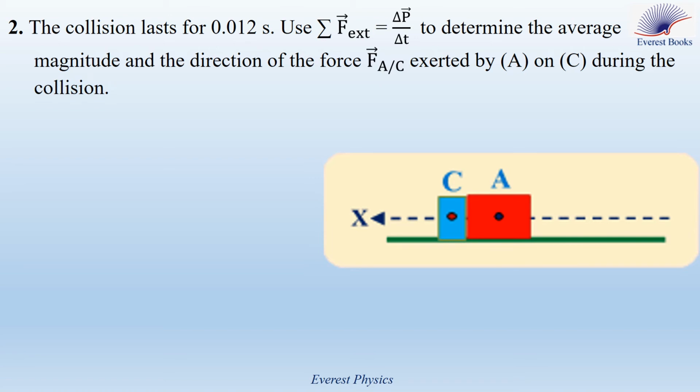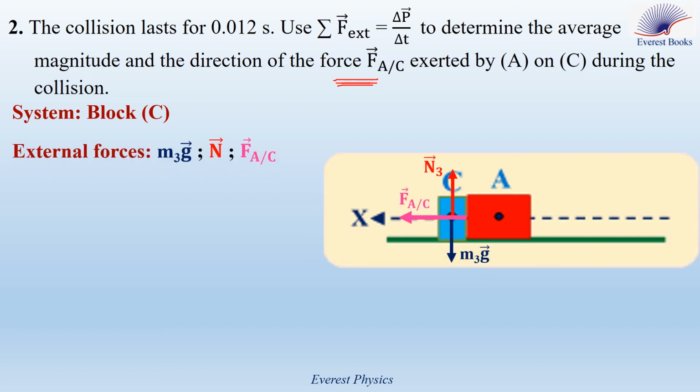Now, part 2. The collision lasts for 0.012 seconds. Use sigma F external equals delta P over delta T to determine the average magnitude and the direction of the force FAC exerted by A on C during the collision. Now take into account that you can take the two blocks A and C as your system, because in this case the force FAC would be an internal force acting within the system. So if you want FAC to be an external force, you must take the system as the block C only.